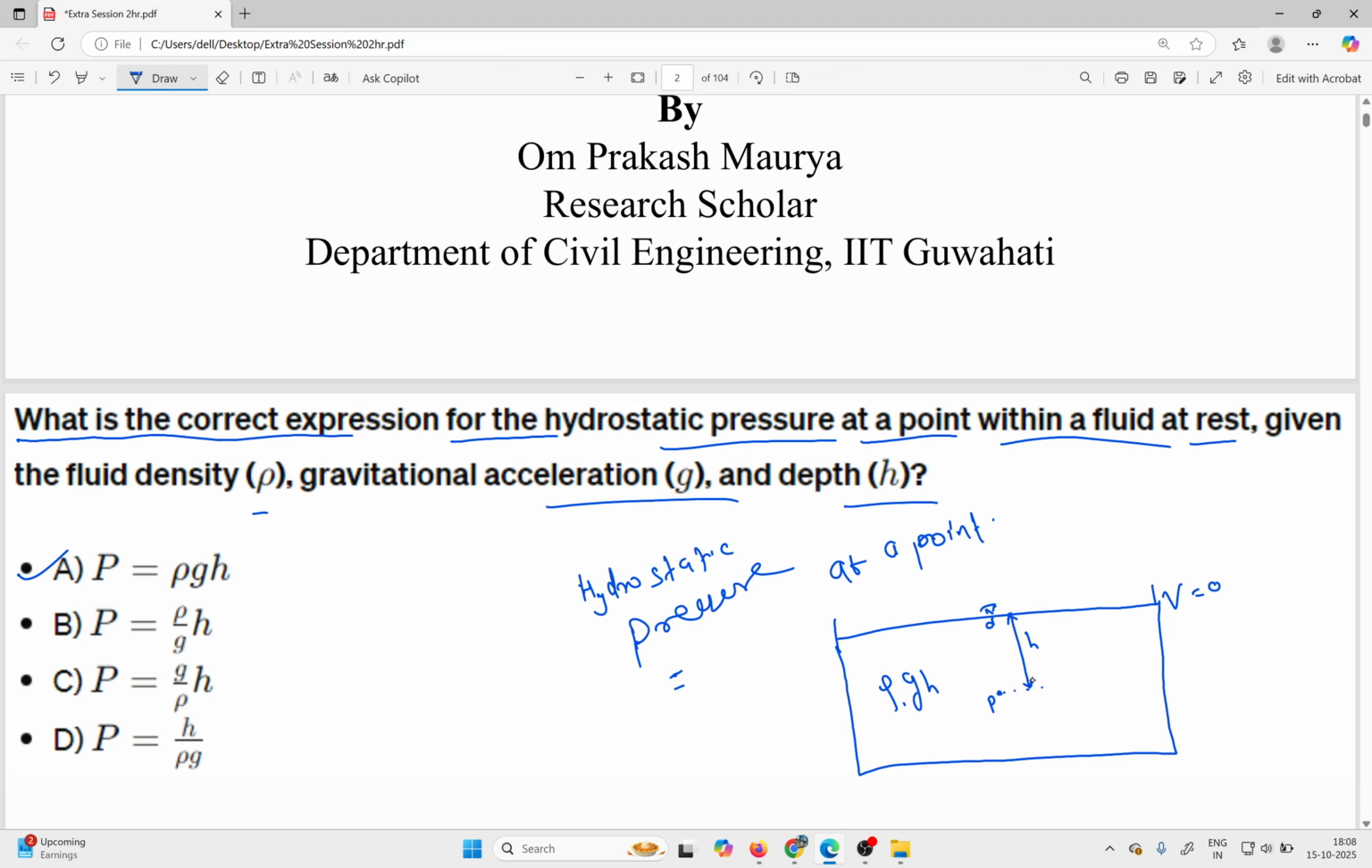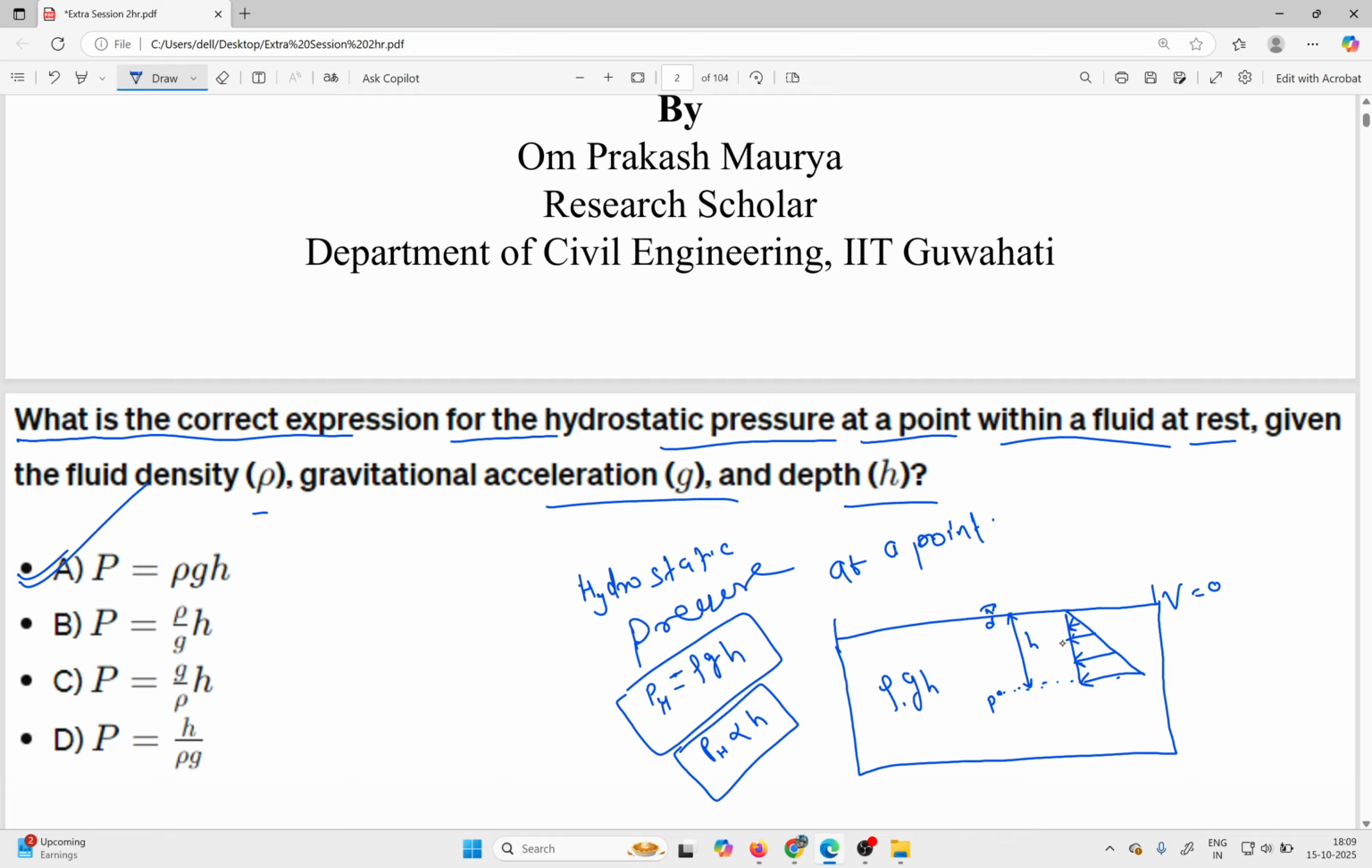So remember one thing, please. The value will be rho g h. The hydrostatic pressure is rho g h. This will be the correct answer, that is option A will be correct. And the variation of this pressure will be a linear variation. As you can see here, the hydrostatic pressure is directly proportional to your height, meaning a linear relationship. So it will be like that. Remember this.